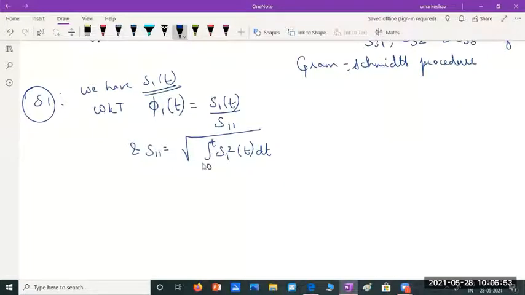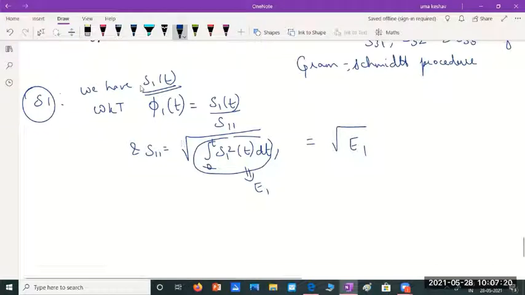So you find the square of that signal and the area under the curve, the integral. This is nothing but the energy of the signal, so I can say it is nothing but root of E1. This whole thing represents the energy in the signal S1. Our first job, since S1 is given, is to find the energy in that signal S1, then use that to find the coefficient S11, and next we'll find phi1. So we'll proceed in this way.